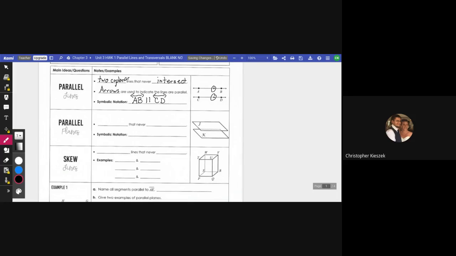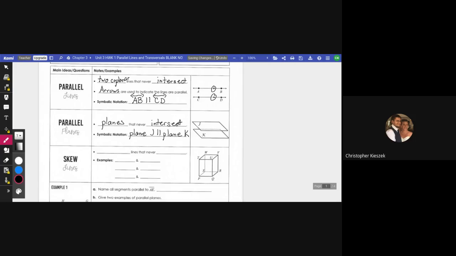All right, next one. What are parallel planes? Well, if parallel lines are two lines basically that don't intersect, parallel planes are basically planes that never intersect. So how do I write symbolically that these two planes are parallel? I write the word plane J, remember this from last chapter, is parallel to plane K.